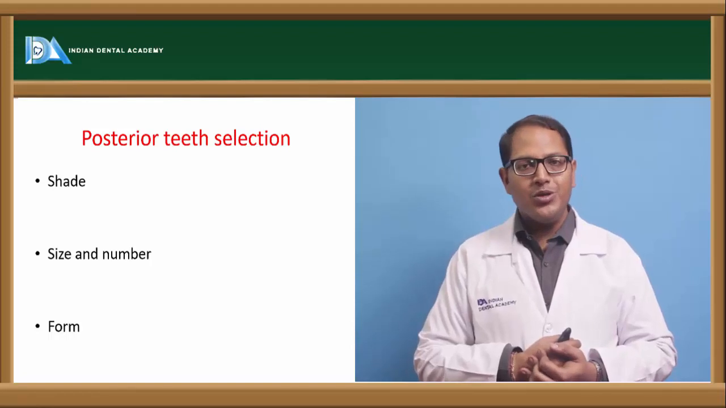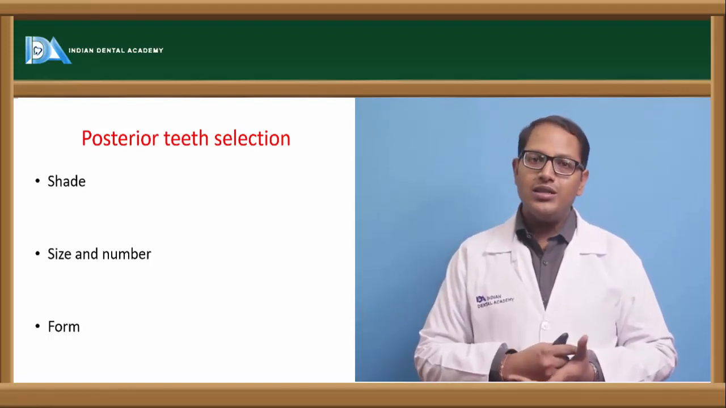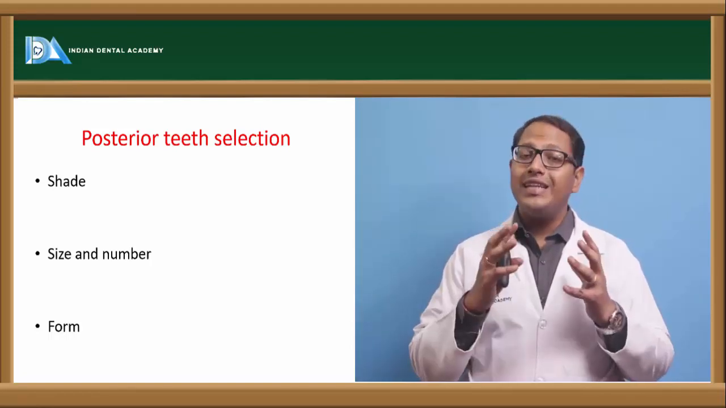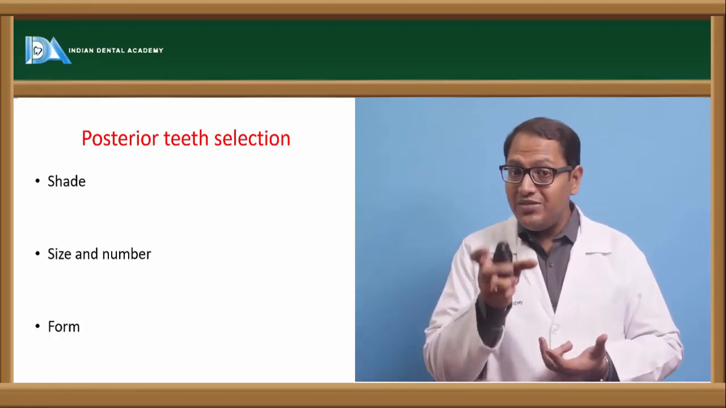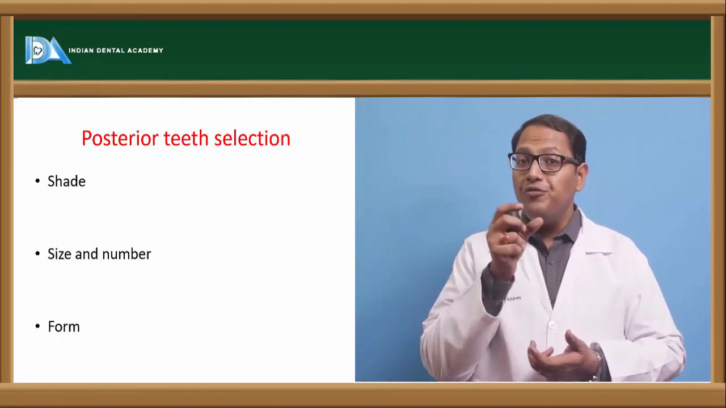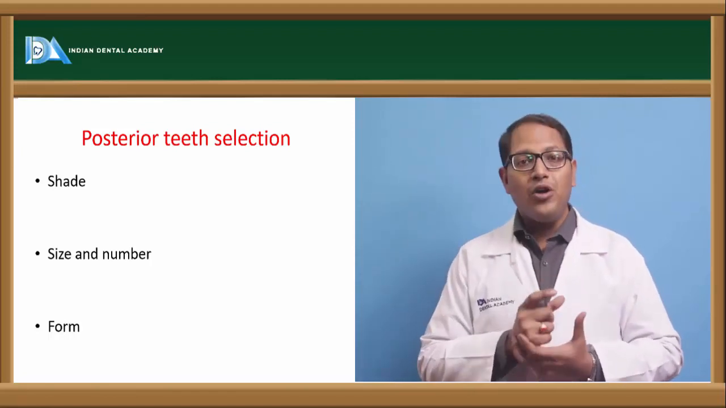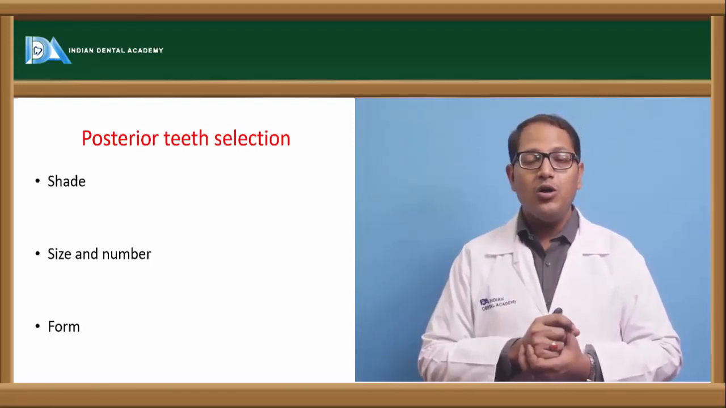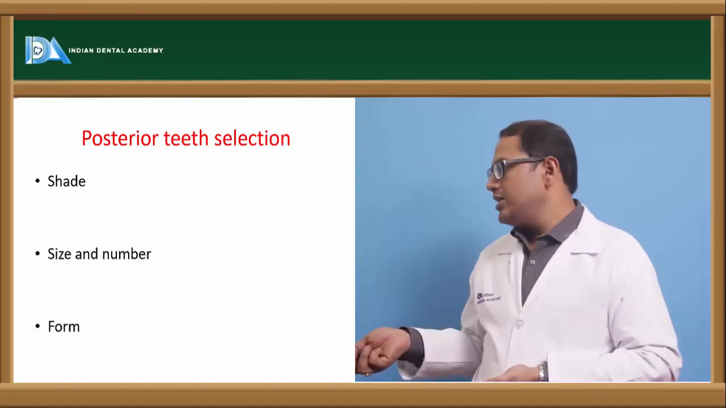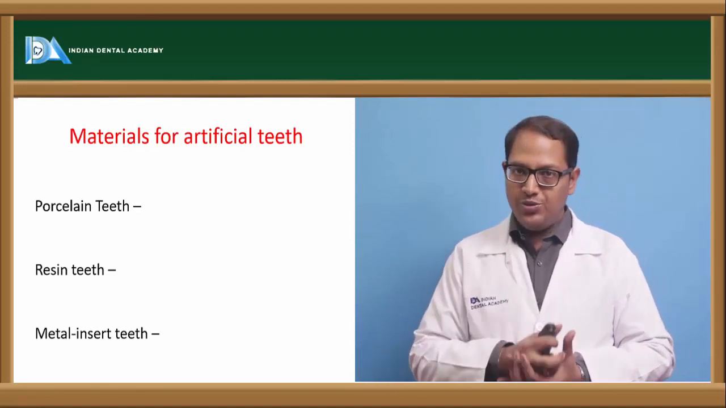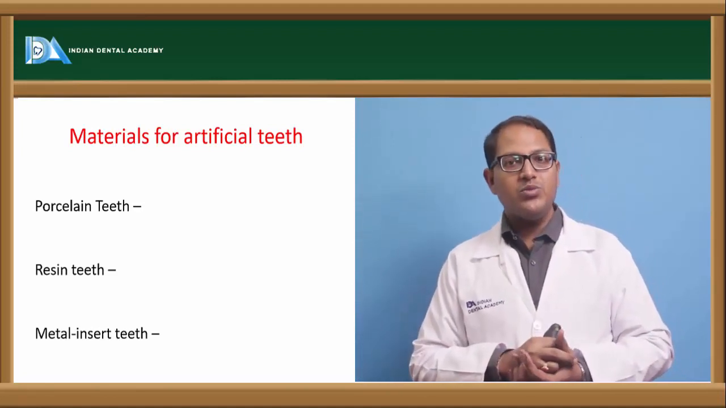Now, posterior teeth are more important for occlusion. So what are the things that we need to see over there? What type of occlusion are we going to give? What is the shape of the teeth? What should be the size of the teeth? That will depend on the width of the ridge. What should be the form of the teeth? That will depend on how much curvature there is behind the particular ridge of the patient, and also the space that is present to us. Those are the things which are going to decide.